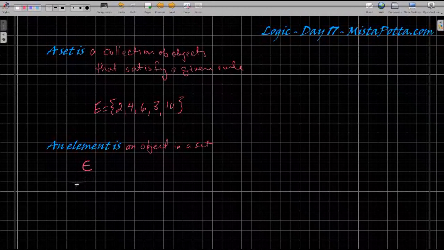So I could say that 2 is an element of set E. I could talk about 4 being an element of set E. But 7 is not an element of set E. So I use that element symbol with a slash through it to denote that it's not an element in that set.